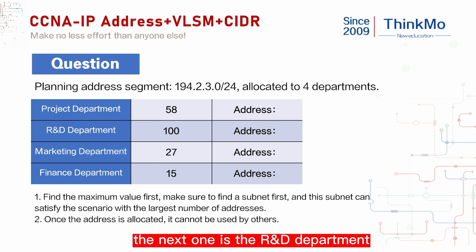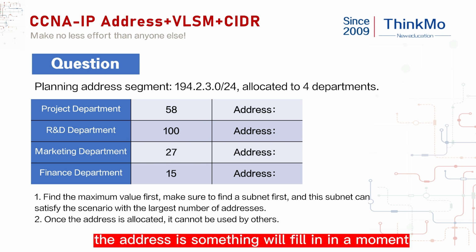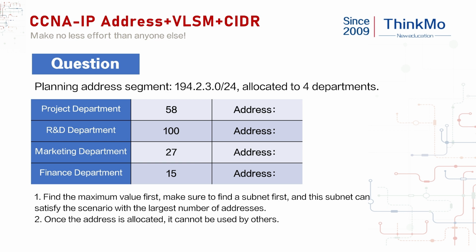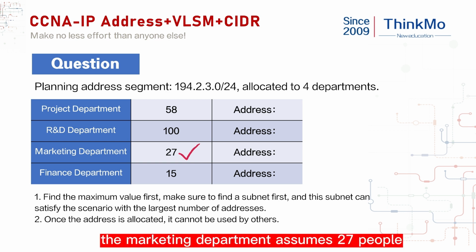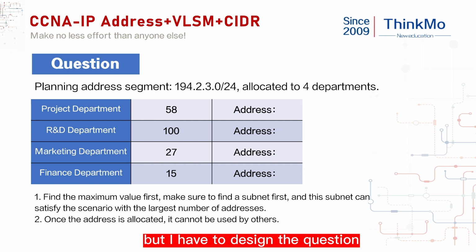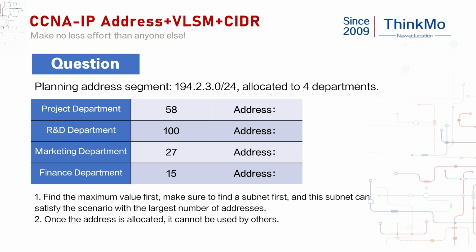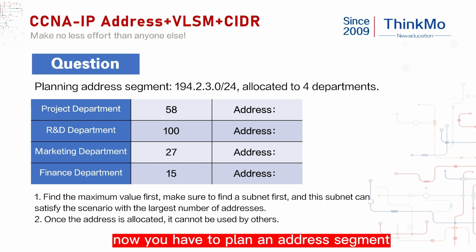The next one is the RAND department. There are more people in the RAND department, 100 people. The address is something we'll fill in a moment. Next is the marketing department, which assumes 27 people. There's something called a gateway involved, but since we haven't gotten there yet, when I talk today, I won't count this address. But I have to design the question. Suppose there are 15 people in the finance department. We're going to make a division. As a network worker, now you have to plan an address segment.